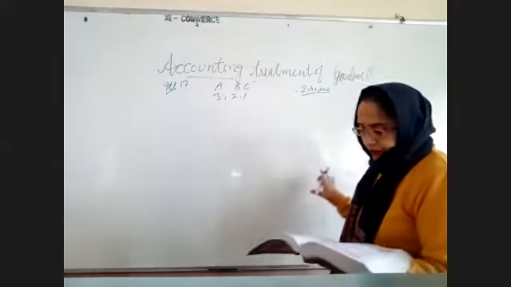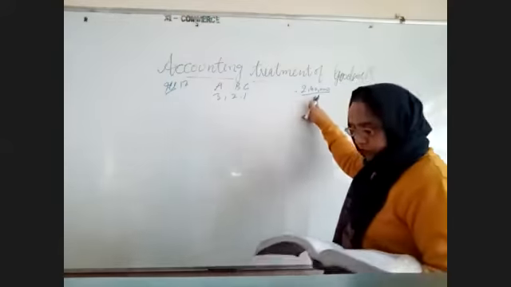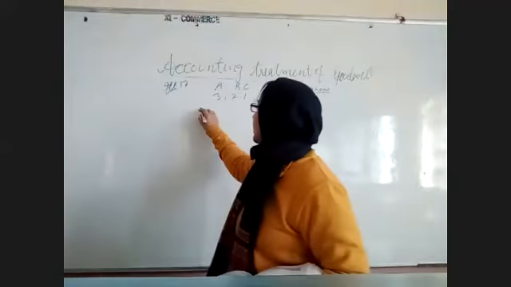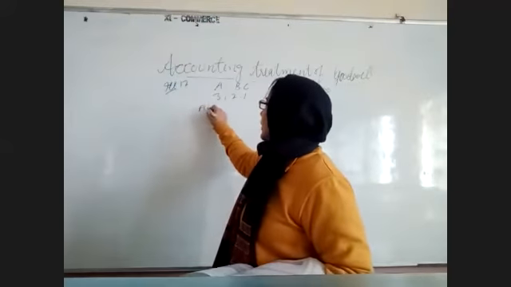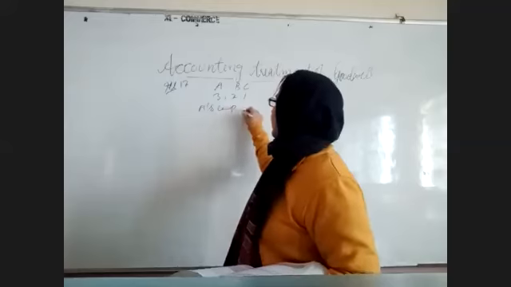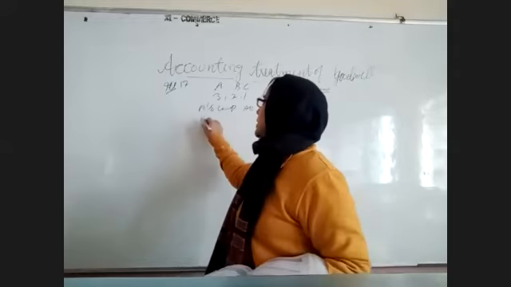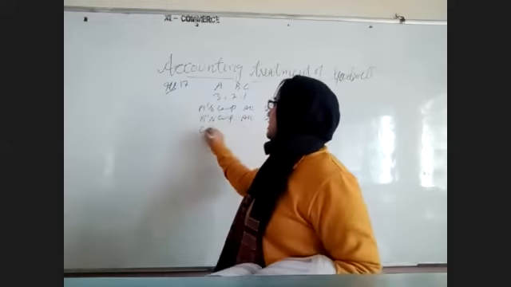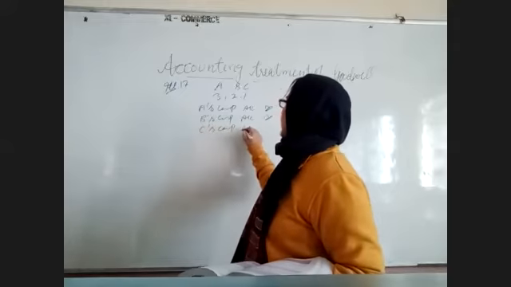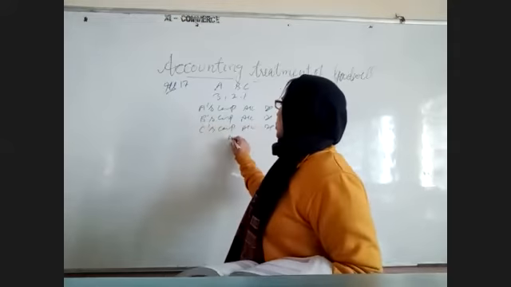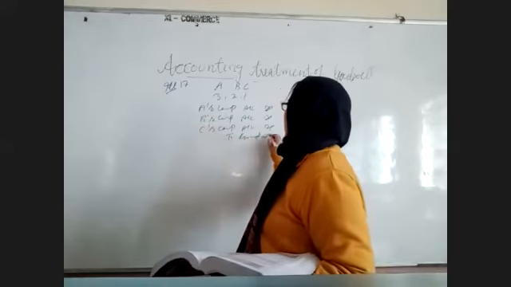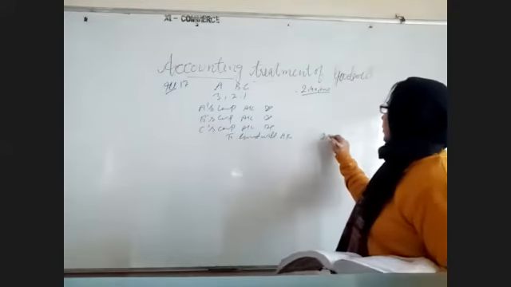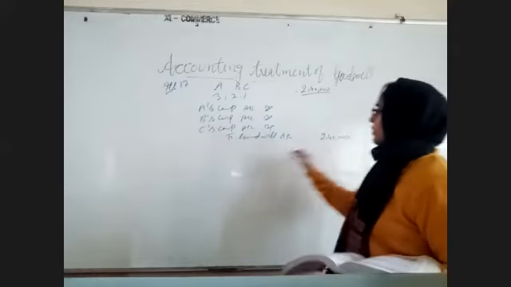Okay. So we will write off this goodwill. So entry will be A's capital account debit, B's capital account debit, C's capital account debit to goodwill account. Okay, 2,40,000. In which ratio?